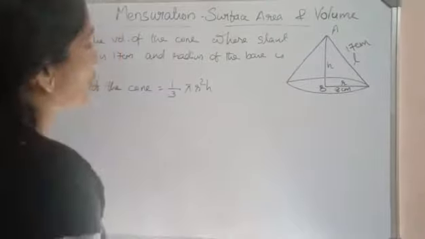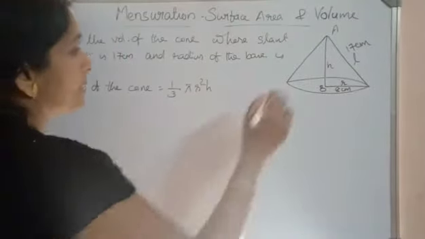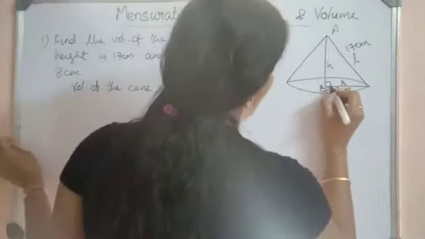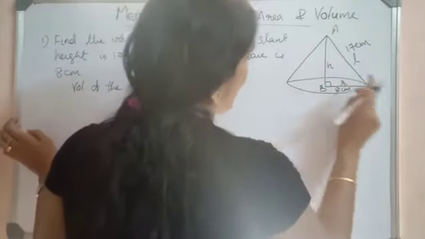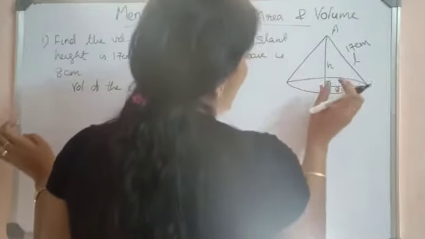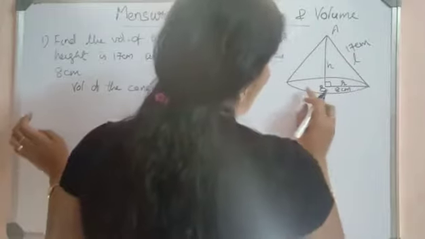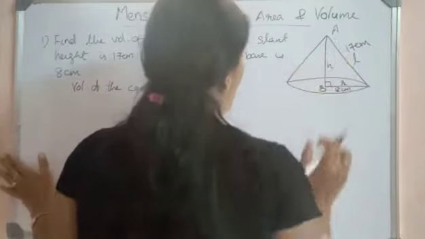Here the height of the cone can be found by using the Pythagoras Theorem. If you consider this a right angle triangle, and we know that when we revolve a right angle triangle on any one of its sides, we get a cone. Therefore, we can apply the Pythagoras Theorem to find the value of the height from here.